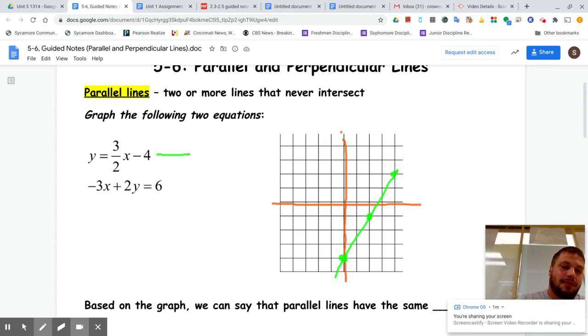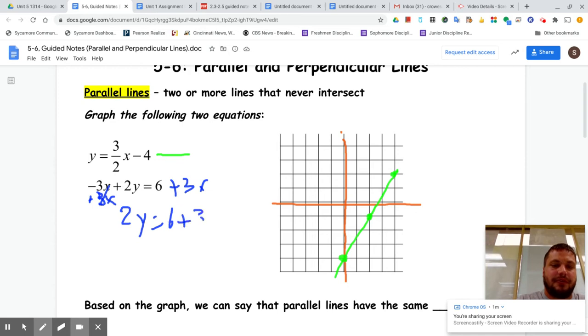The next line, of course, I don't want to graph until I get the y by itself. Okay, so we'll switch over to blue for this one. So first I'm going to add my 3x to the other side. So I have 2y equals 6 plus 3x. Then I divide by 2. Divide everything by 2. I have y equals 3 plus 3/2 x.